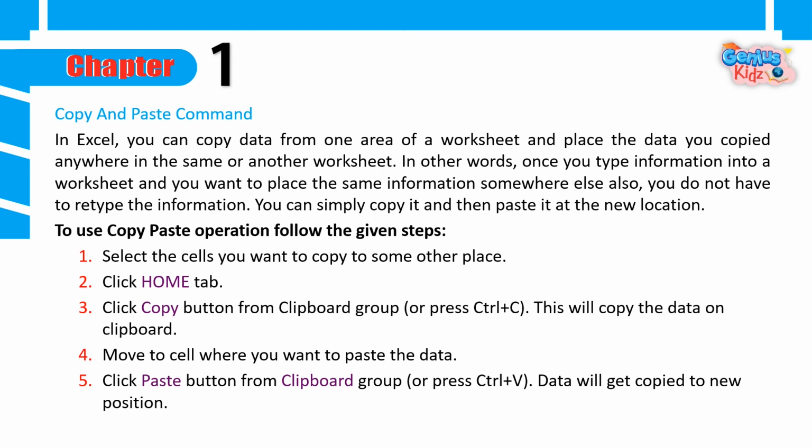To use copy-paste operation, follow the given steps. 1. Select the cells you want to copy to some other place. 2. Click Home tab. 3. Click Copy button from Clipboard group or press Ctrl+C. This will copy the data on clipboard. 4. Move to cell where you want to paste the data. 5. Click Paste button from Clipboard group or press Ctrl+V. Data will get copied to new position.